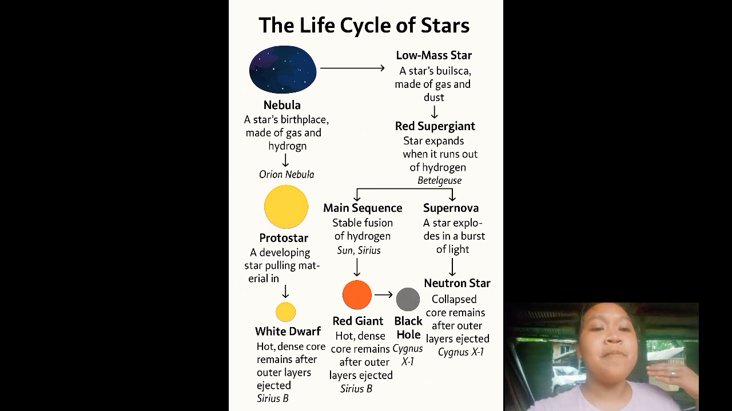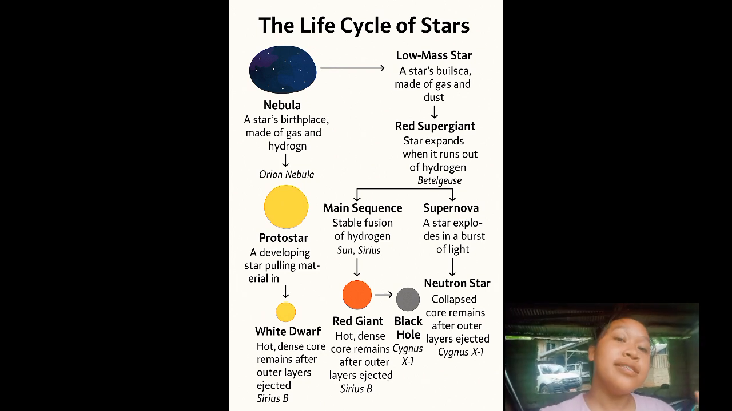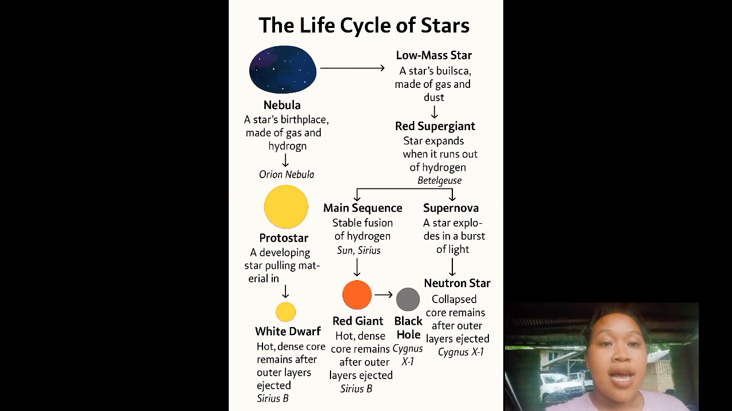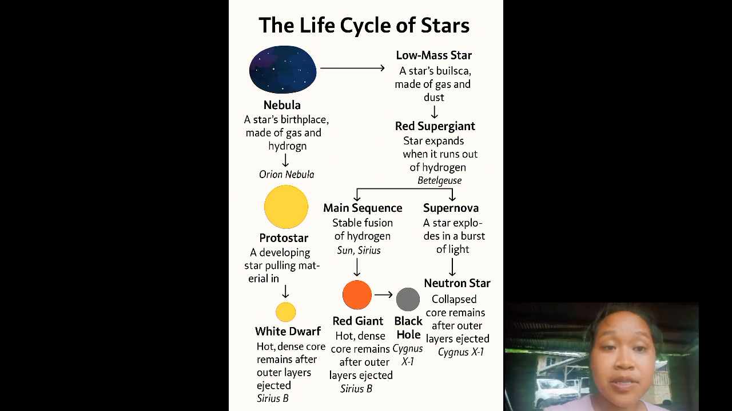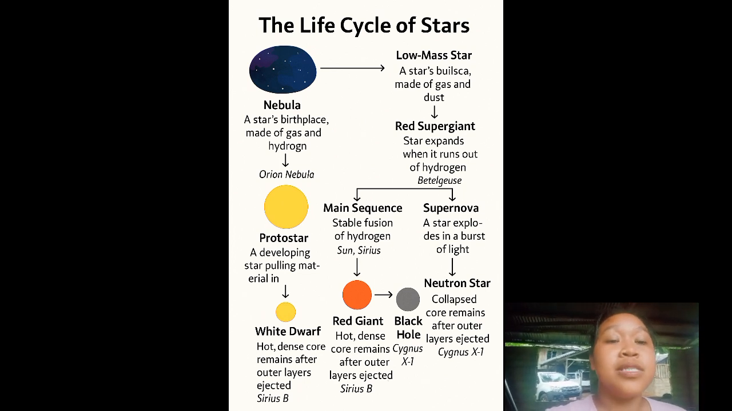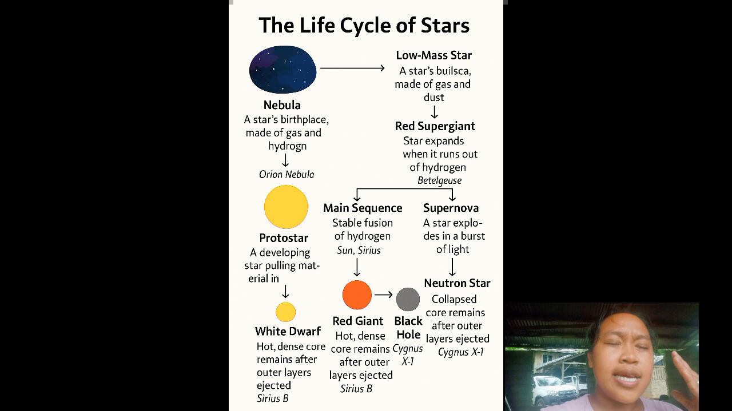For low mass stars like the sun, the next stage is what we call the red giant. As the core runs out of hydrogen, the outer layer expands. Eventually, the star sheds this outer layer, forming a beautiful planetary nebula, and the remaining core becomes a white dwarf. It is a small and dense remnant.